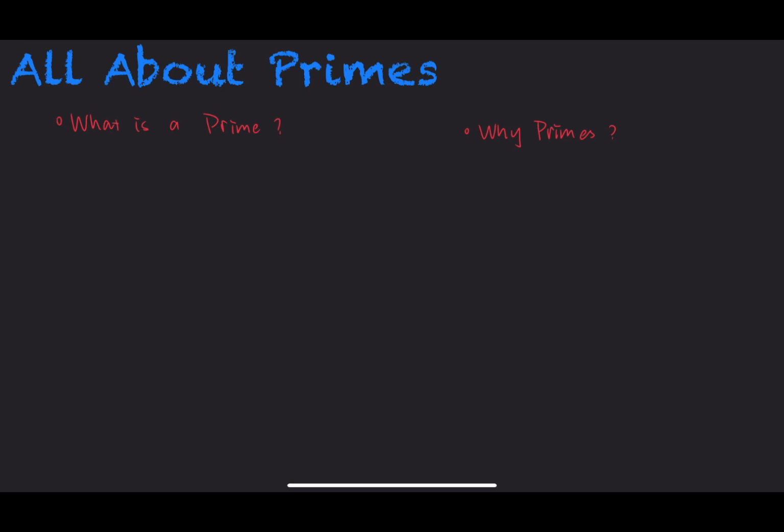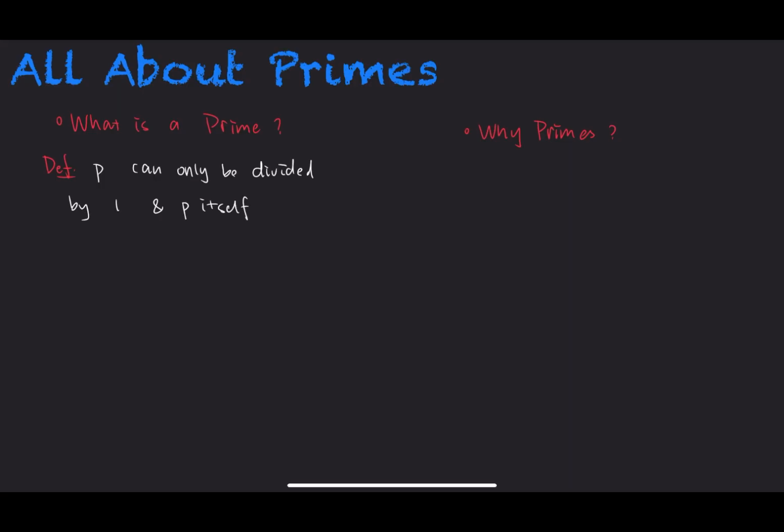So let's start off with a definition. When we want to investigate something in math, we always look at its definition first. What is a prime? By definition, a prime p can only be divided by 1 and p itself.